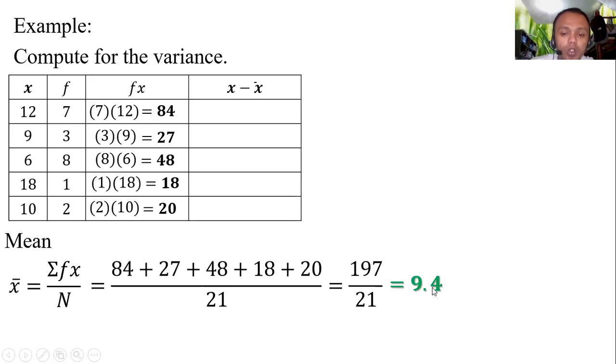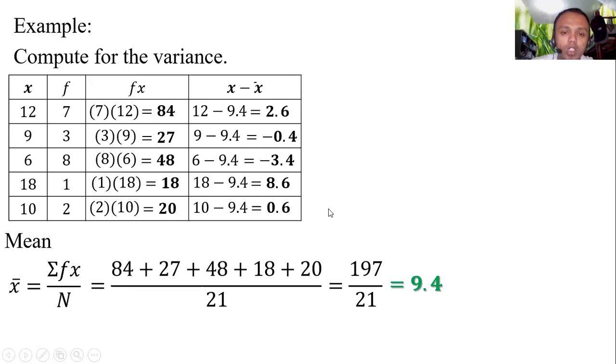Then now, 9.4 yung mean natin, subtract natin 9.4 to each of these values, dito sa x. 12 minus 9.4 is 2.6. 9 minus 9.4 is negative 0.4. 6 minus 9.4 is equal to negative 3.4. 18 minus 9.4 is equal to 8.6. 10 minus 9.4 is equal to 0.6.